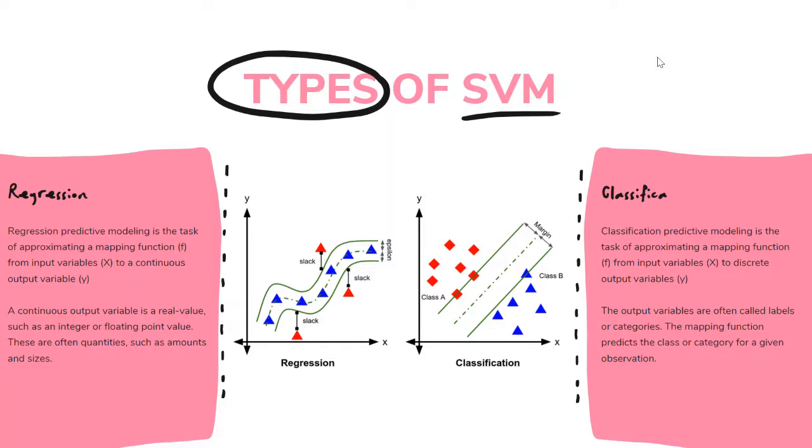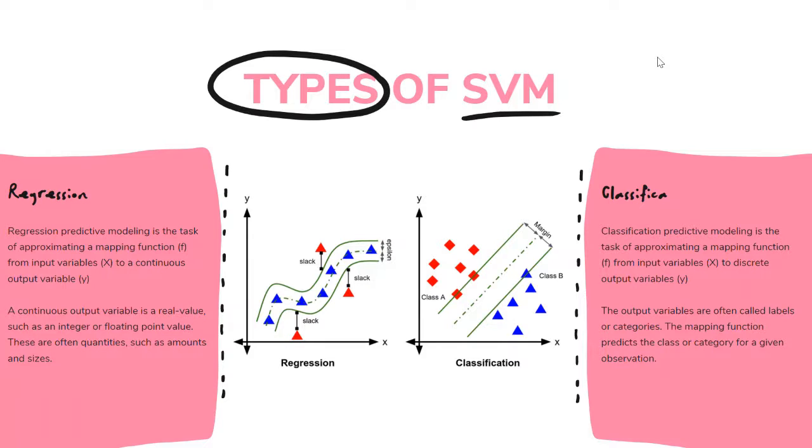Types of SVM or support vector machine. Let's compare the two types of support vector machine which fall under supervised algorithm. Shown are two types, regression and classification.